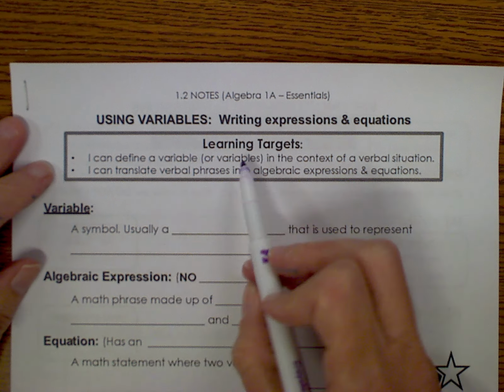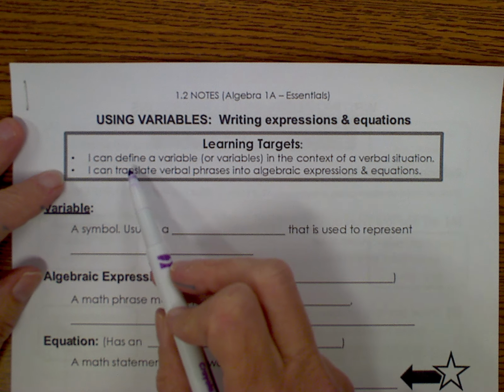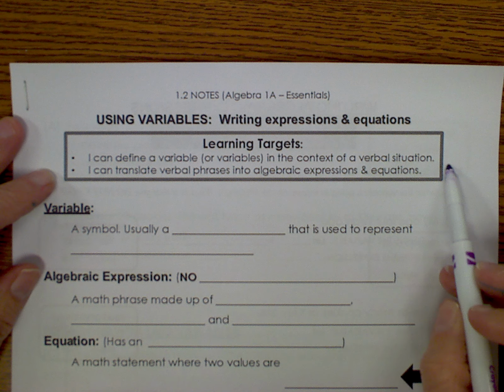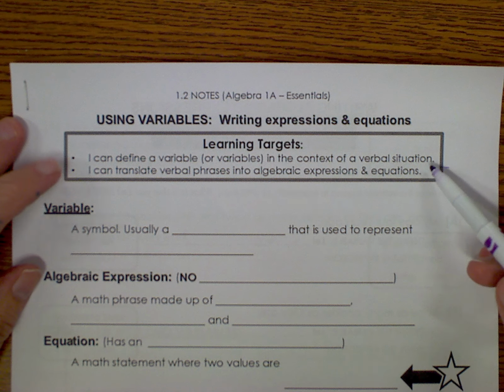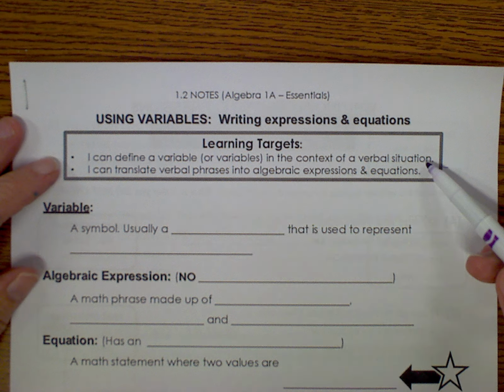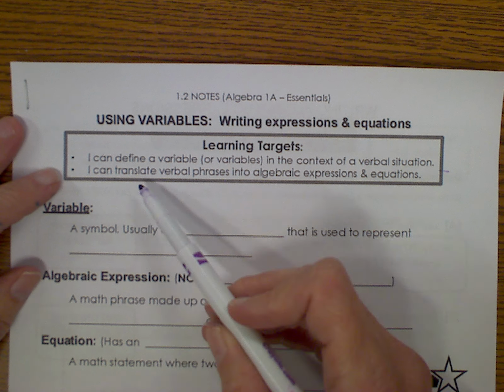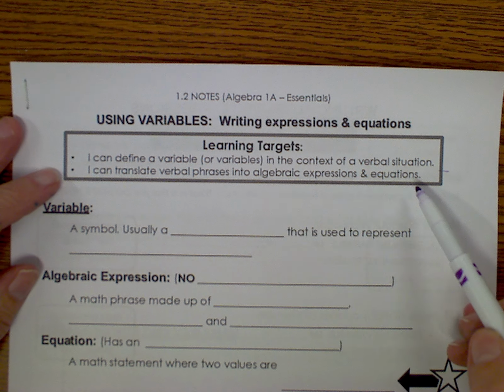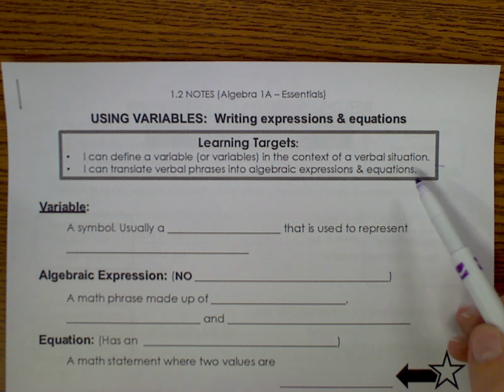So we have two learning targets for today. The first one is I can define a variable or variables in the context of a verbal situation. So this is when we're going to look at, you guys call them word problems, but these are really real world examples of how we use algebra. And then I can translate verbal phrases into algebraic expressions and equations. We're going to do both today, and we're going to kind of talk about the difference between them.